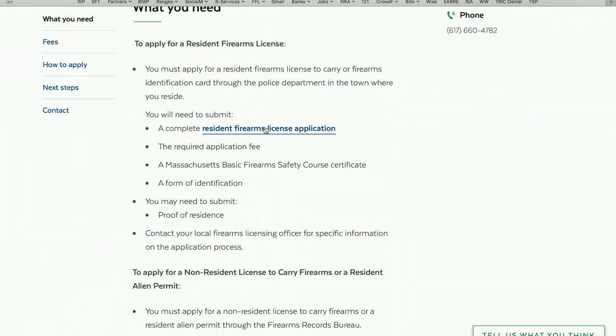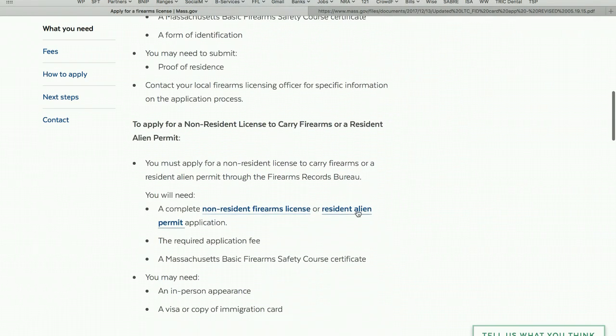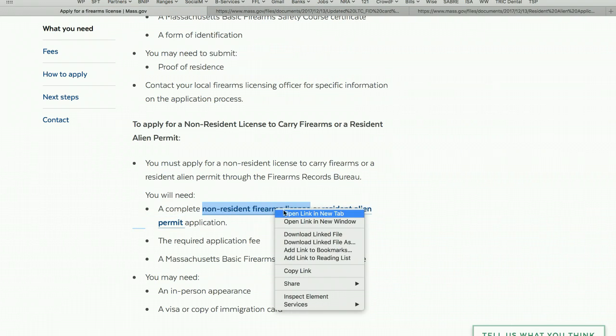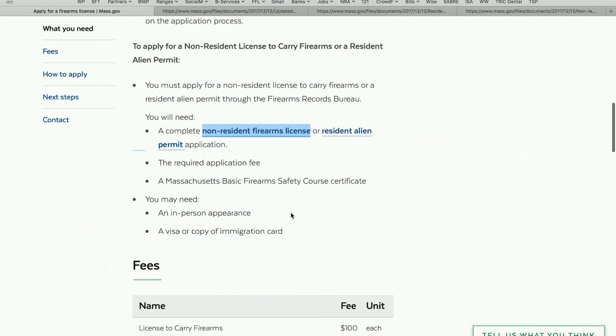I'm going to right click and open this in a new tab, and then right click the resident alien application, since we have a lot of questions about that, and then the non-resident license to carry one. So that's pretty much it.